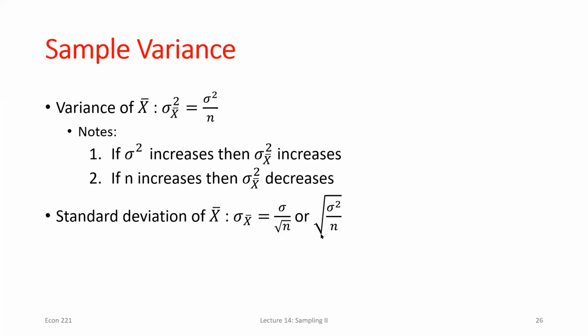So these mean the same thing, right? It just depends. If we're given the original standard deviation of the variable we're sampling from, this one's easier to use. If we're given the original variance of the distribution we're sampling from, this one's probably easier to use. Okay.